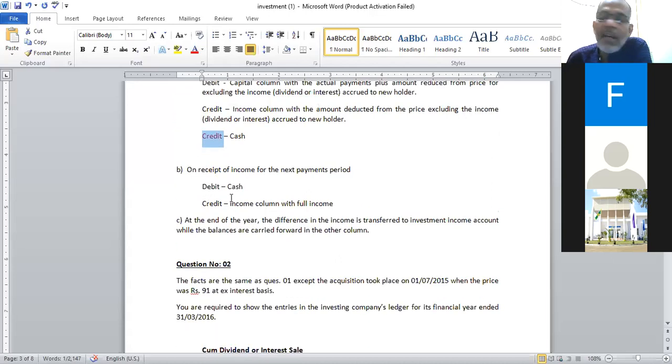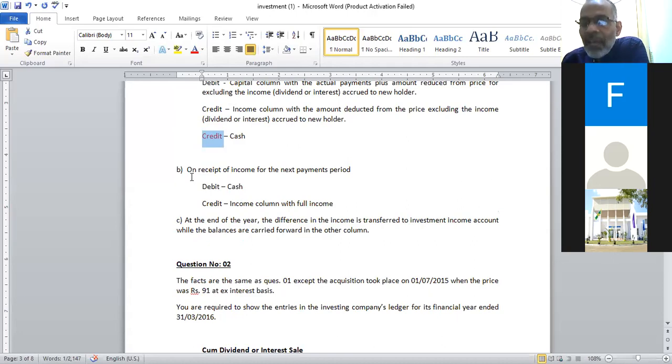On the receipt of the income column, there is no double entry. We have to go for a double entry only that. Therefore, cash account is debit, the investment account in the debit column, and the income column would be credited in the investment account. That is the double entry for the ex-dividend method. It is not a problem whether you are going for cum dividend or ex dividend.